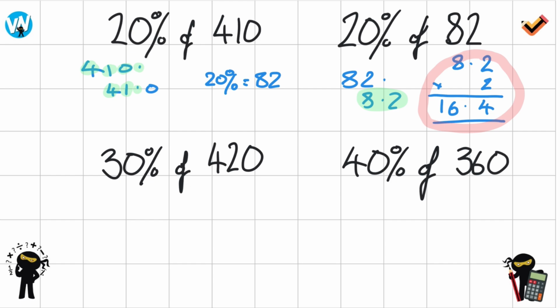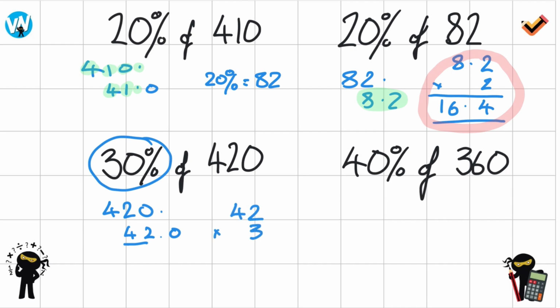So the next one, again: what is 30% of 420? I see 30% as a multiple of 10. So the first thing that I'm doing is 420, and you should be able to see that 10% is 42. Now because it's 30%, I'm going to times that by 3. If you need to nip into a quick short multiplication of 42 times 3, that's absolutely fine.